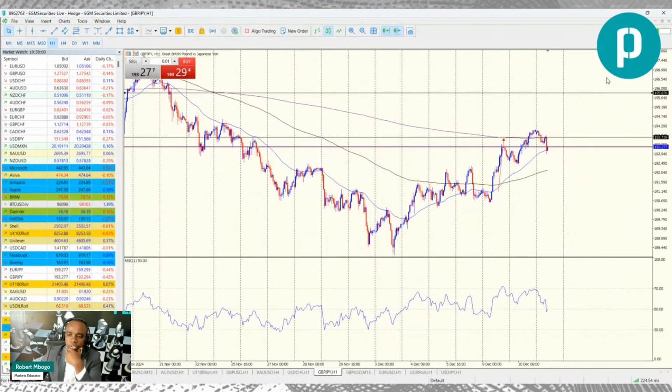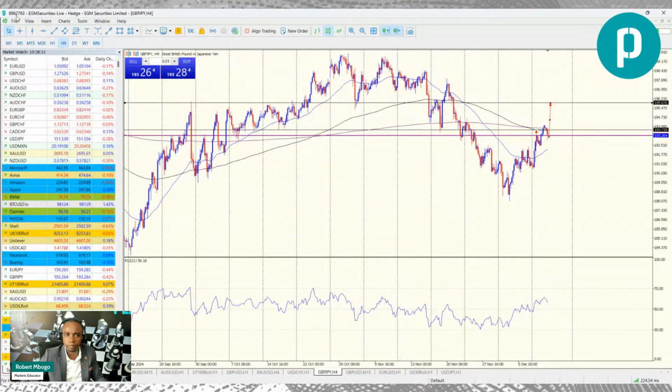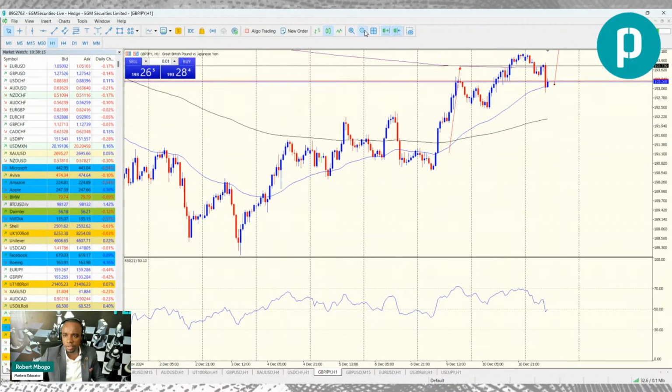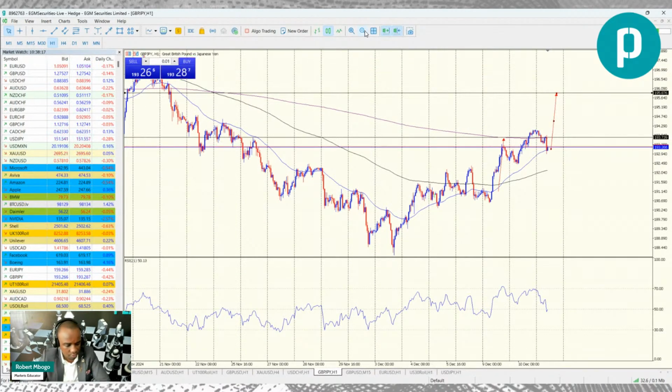So I'll be bullish on GJ, probably to that area. Any other question? So that's GJ. Once again, remember this is purely educational analysis. Any other question?